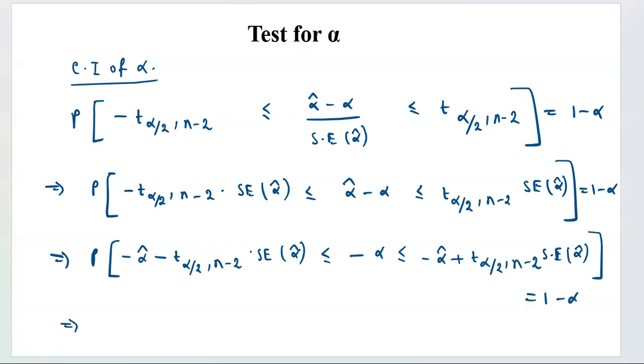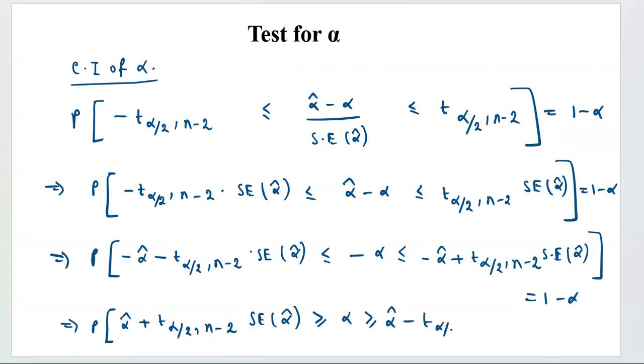Now what you can do is multiply by minus 1. So if you multiply by minus 1, the sign will change. So probability of alpha cap plus t alpha by 2, n minus 2 times the standard error of alpha cap is greater than or equal to alpha, greater than or equal to alpha cap minus t alpha by 2, n minus 2 times the standard error of alpha cap.